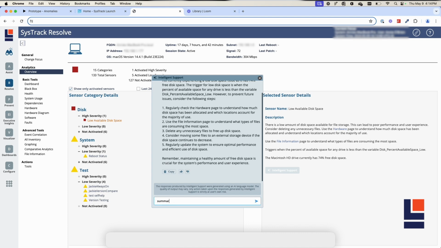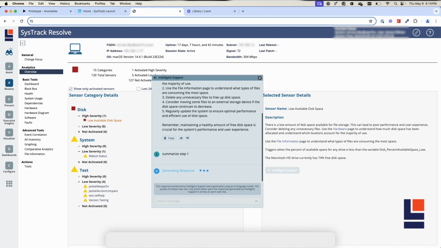Part of our intelligence support is being able to use natural language and being able to interact with it like a chatbot and be able to ask additional questions and upskill the IT staff.